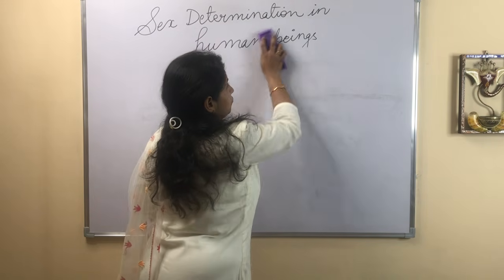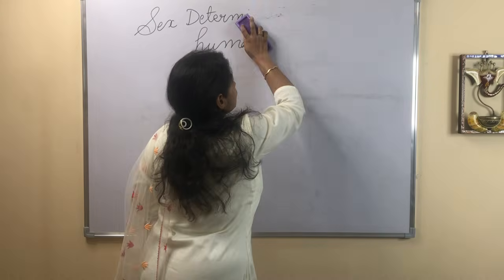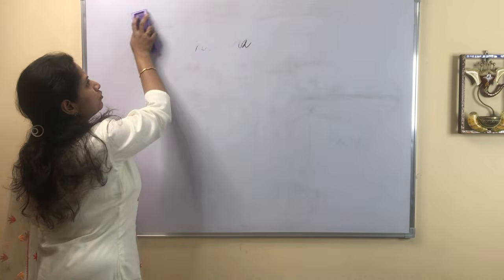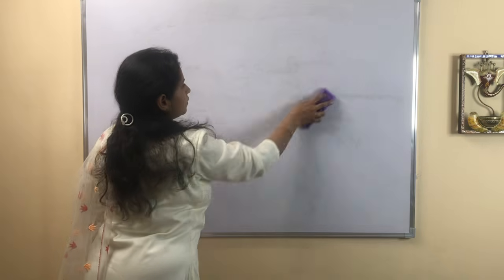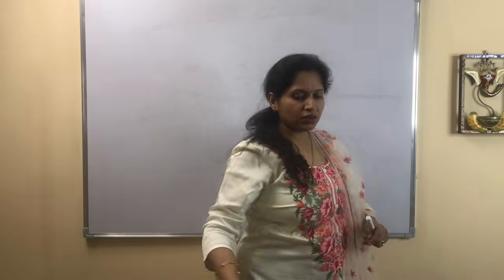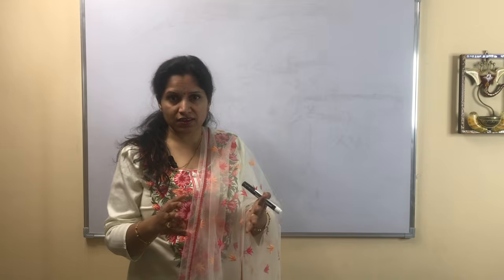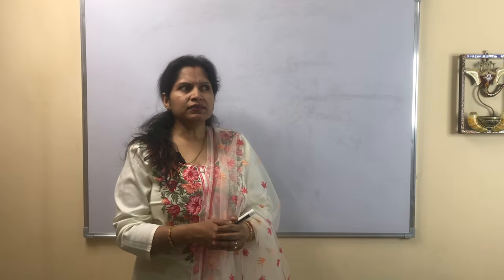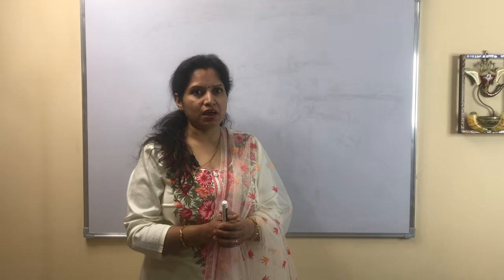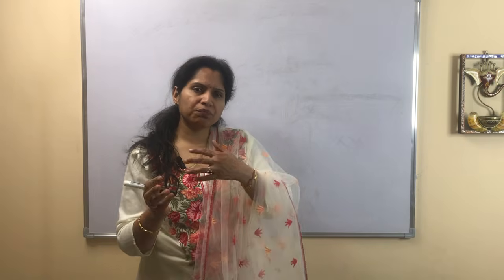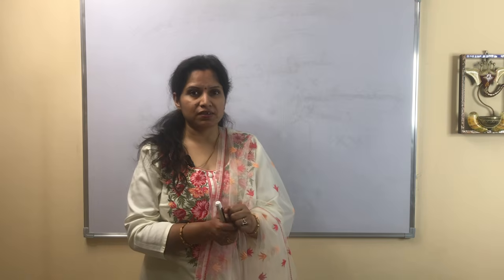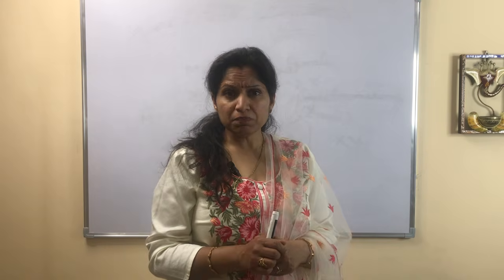Mendel gave 3 laws, out of which in your NCERT book only 2 laws are given. So we are now going to discuss only the 2 laws that are given in your NCERT book. Mendel did his experiments on the pea plant. He was a great scientist and he performed many experiments on pea plants. Why did he choose pea plants?